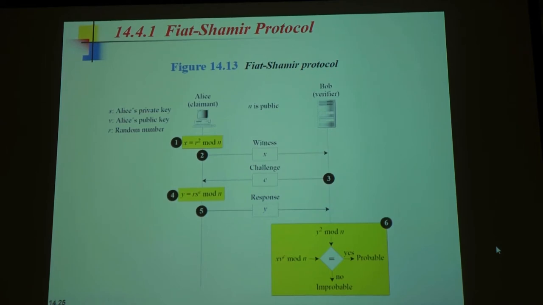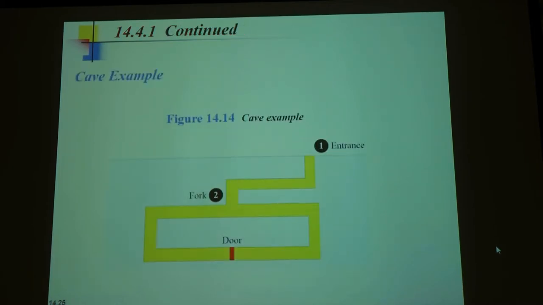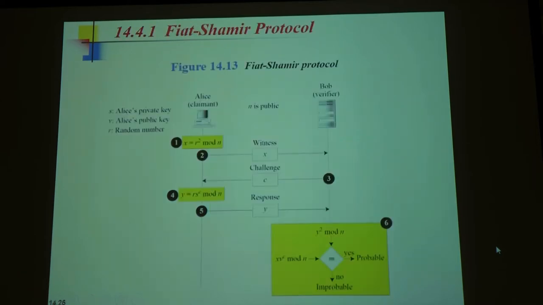So in here, we just prove that X times V to the power C mod n equals Y squared. So this value is equal to Y squared. Right, this is the example given. Just take a look at it, just to prove the whole process in here.